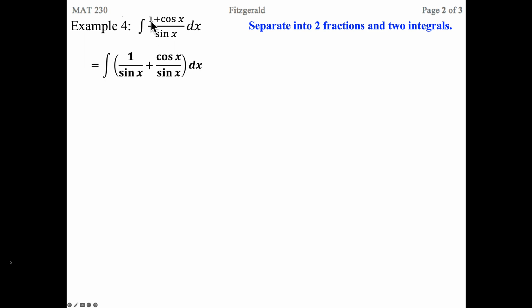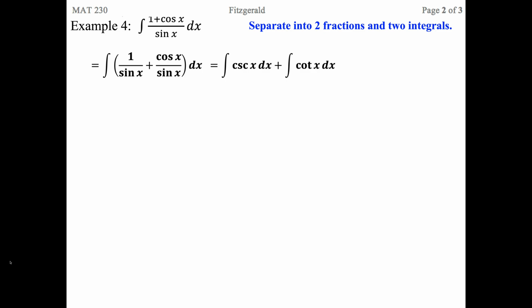We're going to change this to 1 over sine of x plus cosine of x over sine of x. And now what we can do is use some of your trig identities. 1 over sine of x, that's cosecant of x. Cosine x over sine of x is cotangent of x. And we'll write these as two separate integrals and integrate them separately.